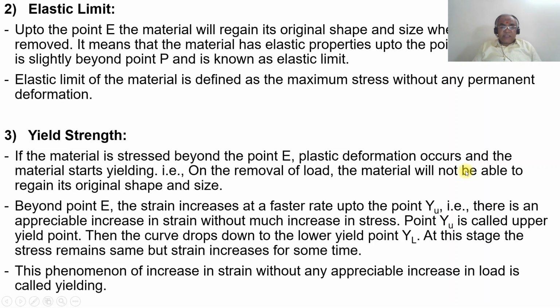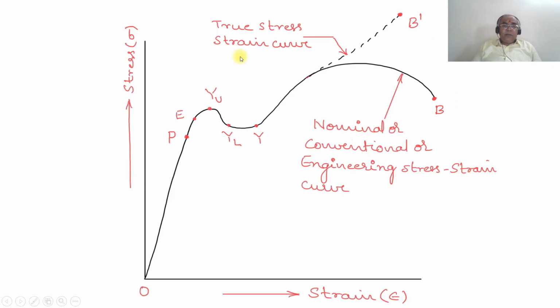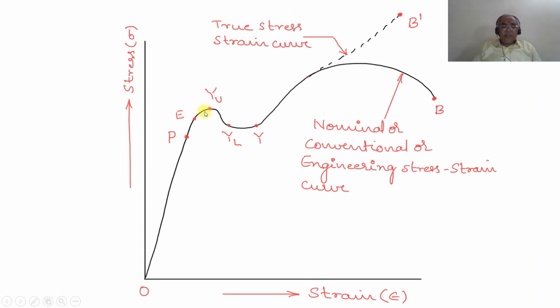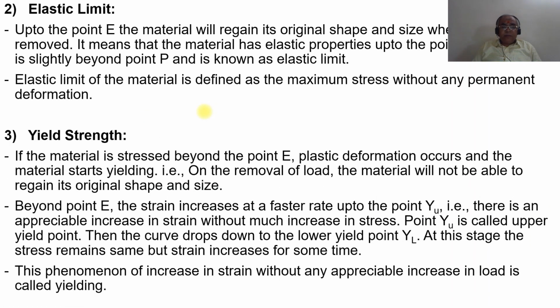Next comes the yield strength, that is up to point YU. If the material is stressed beyond the point E, plastic deformation occurs and the material starts yielding. So beyond the point E, there is a form of permanent deformation. Plastic deformation occurs and the material starts yielding. That is, on the removal of load, the material will not be able to regain its original shape and size.